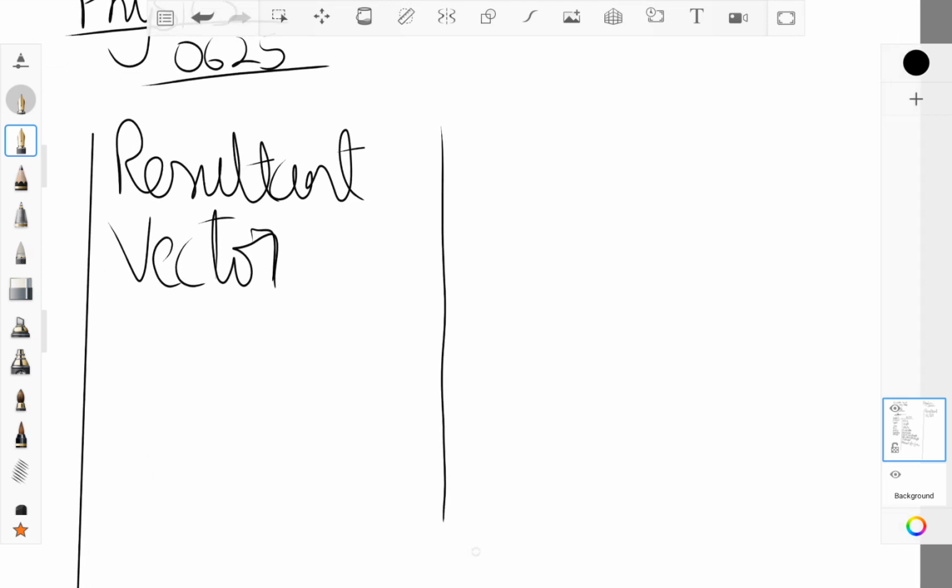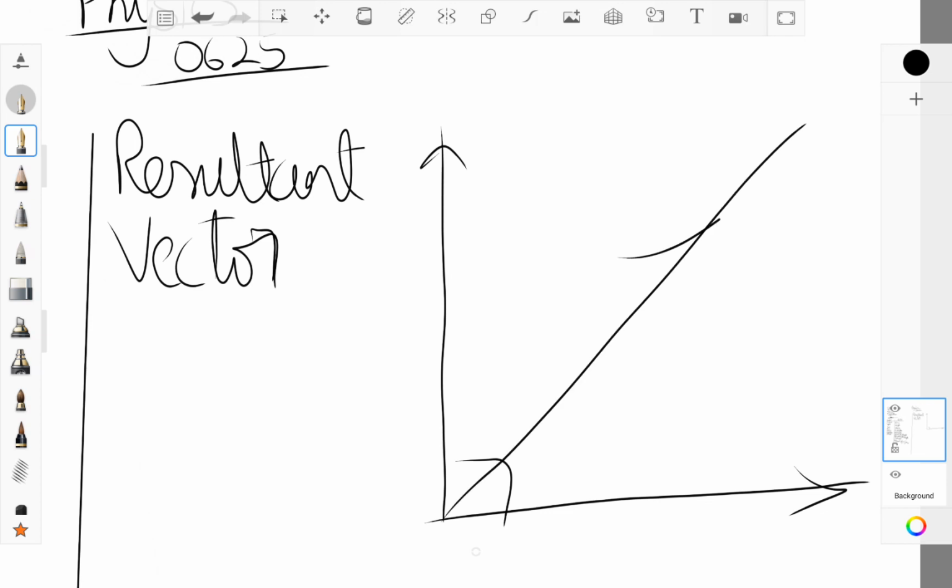So let me just draw a quick example. If I have, let's say, a force in this direction, and I have a force in this direction at a right angle, when the forces meet, the resultant vector will be somewhere here, and its direction and magnitude is just the combined effect. The resultant quantity has its magnitude and direction influenced by its predecessors, if that makes sense.